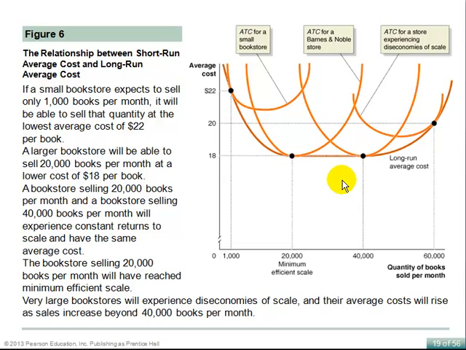Over this range of output, firms in the industry experience constant returns to scale. As these firms increase their output, they have to increase their inputs, such as the size of the store and the quantity of workers. The level of output at which economies of scale are exhausted is known as the minimum efficient scale. It's right here. Very large companies experience increasing average costs as managers begin to have difficulty coordinating the operations of the store. We say the firms in the industry start to experience diseconomies of scale.